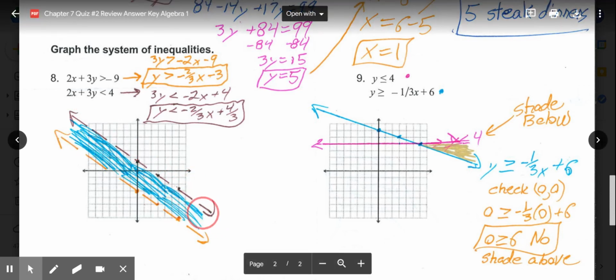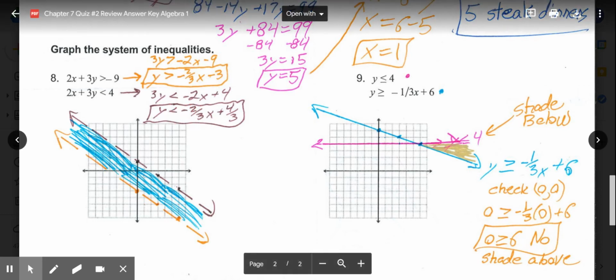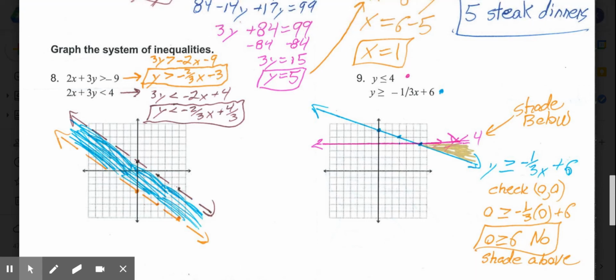So we have two parallel lines, and then we need to be greater than the orange one, less than this reddish brown one on top. So our shading would be in between the two parallel lines for our answer.